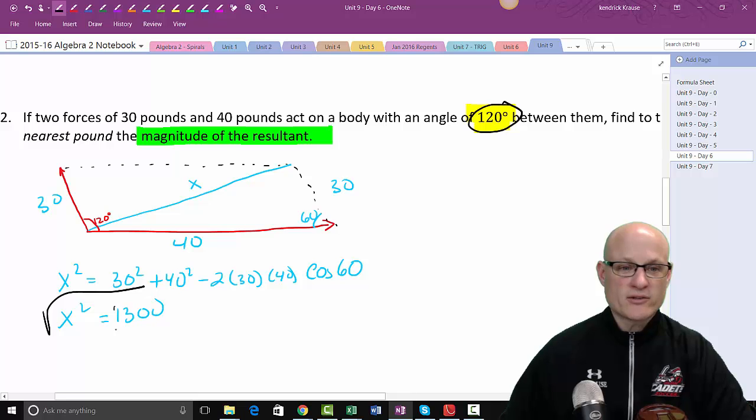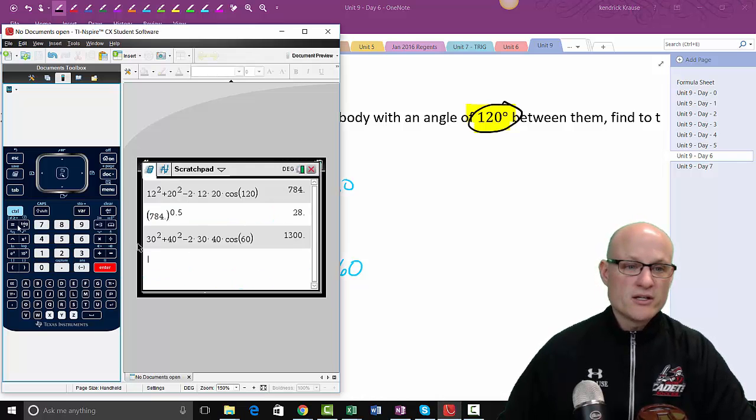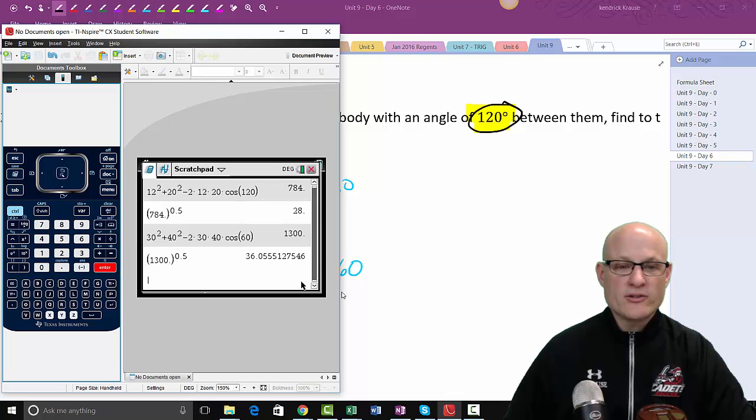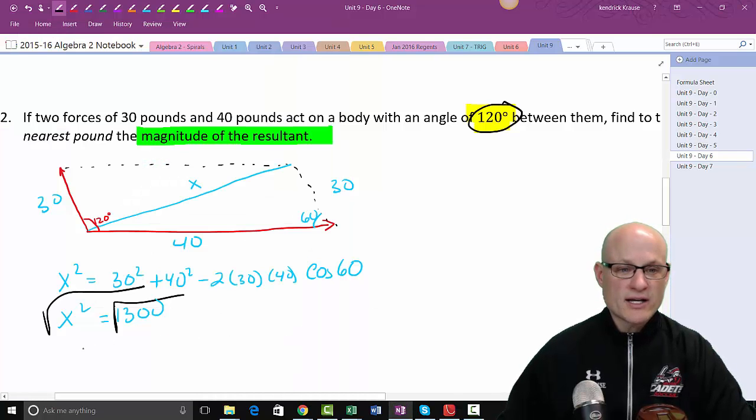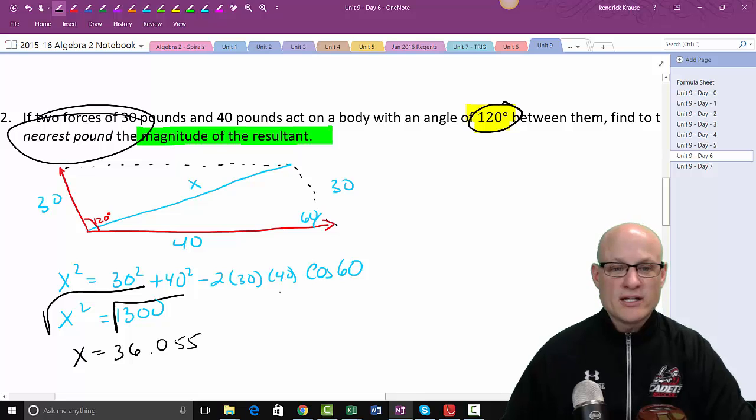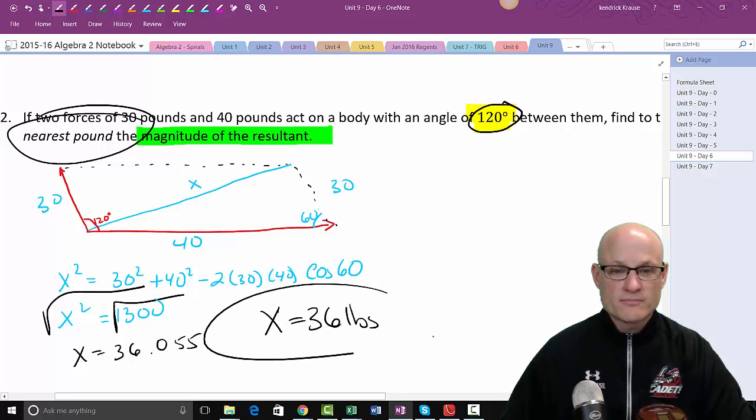Remember, the easiest way to take the square root is just to hit raised to the 0.5. And I get 36.055. So x is equal to 36.055. Rounded to the nearest pound, x is equal to 36 pounds.